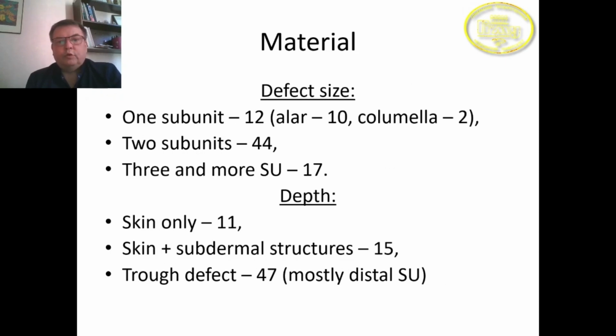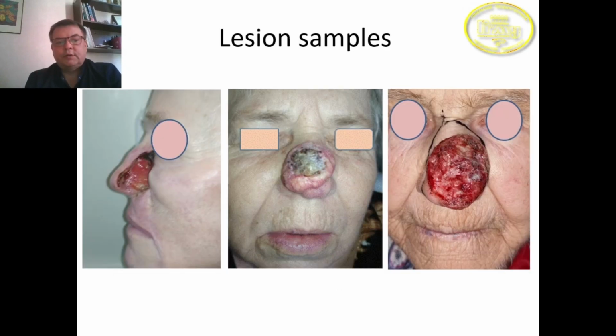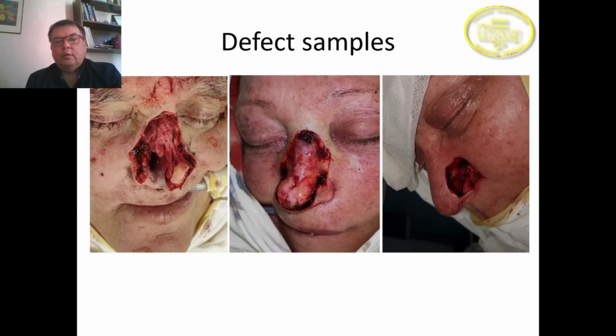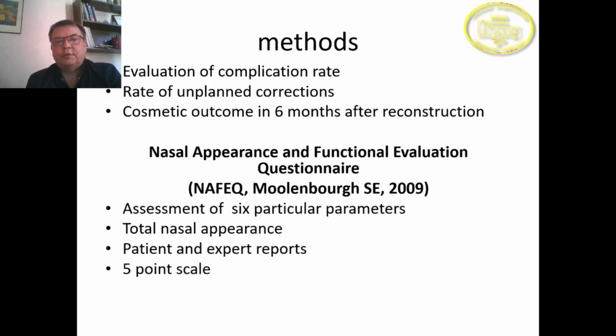Most defects involved 2 or 3 subunits of nasal skin and subdermal layers of the external nose. These were so-called complex nasal defects. There are standard patients with secondary defects or native look of nasal skin carcinoma. There are samples of post-resection nasal defects in our patients.